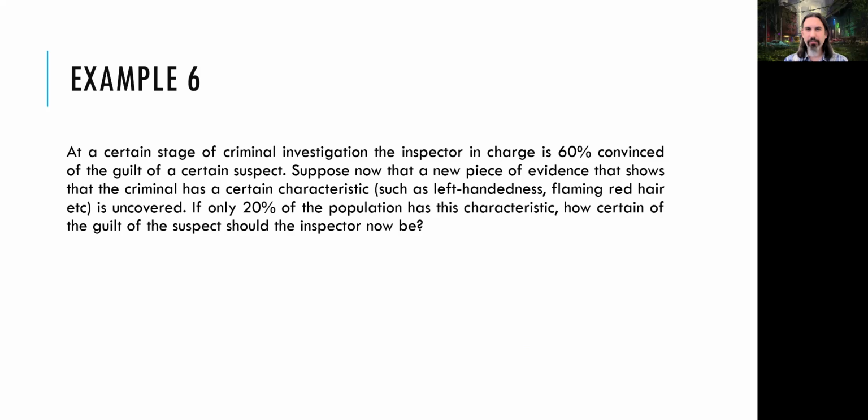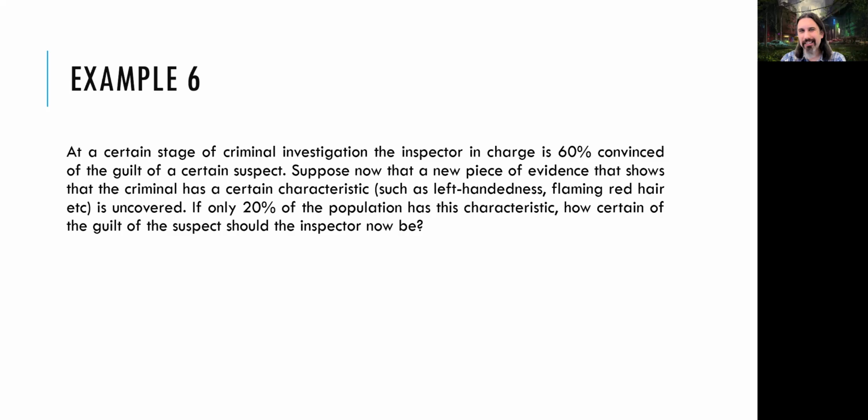We're going to do the test and we're going to find out. But if he's left-handed, how sure should we be? This is the question we are being asked here. If he is left-handed, how sure should we be? So if he's left-handed, he possesses the characteristic, event C. And how guilty is he, event G? So if he possesses the characteristic, how sure should we be? G given C. This is what we are looking for, okay?